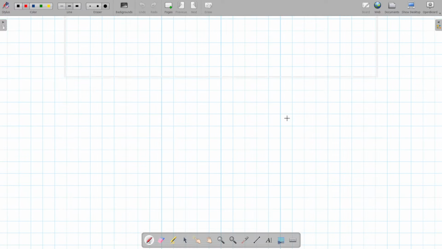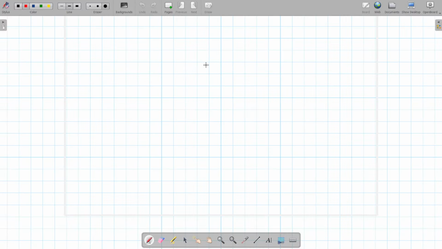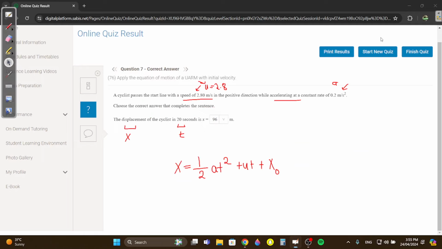Okay, I'm not going to write down all the formulas because I don't think you need all of them. Okay, UARM, you have V equals AT plus U, X equals half AT squared plus UT plus X node, V squared minus U squared equals 2AX. I think those are what I can remember. There is one more, but I don't think we needed that one. So just use these three. These are the ones that, if they ask, they're going to bring from here.